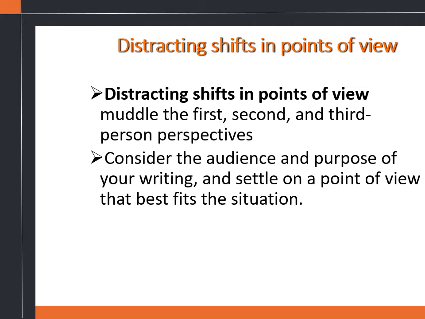Now, sometimes when we're writing, we tend to mix these points of view unwillingly. And so we'll take the first person and mix it with the third, or the second and the third, etc. And when we do this, it can be very confusing for our readers. And so we have to decide first on what perspective is best for the kind of writing that we are doing, and make sure that we keep that as consistent as possible in our writing.